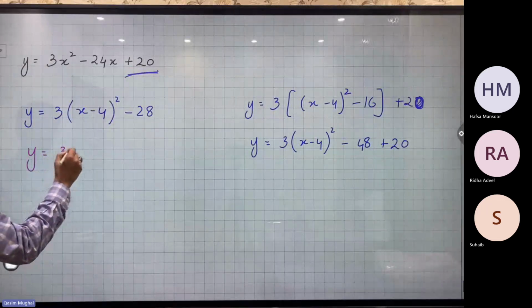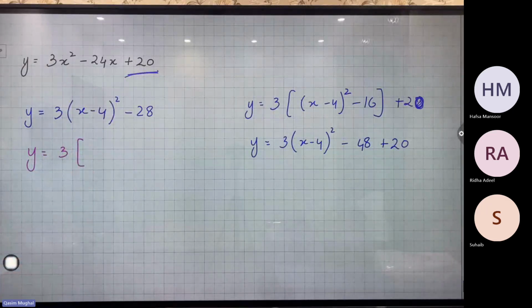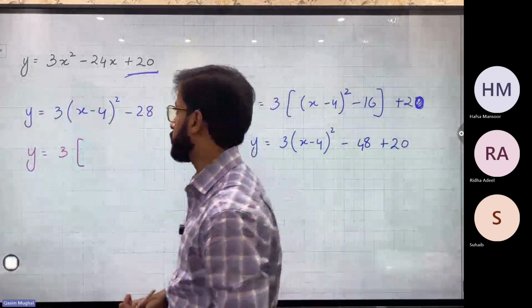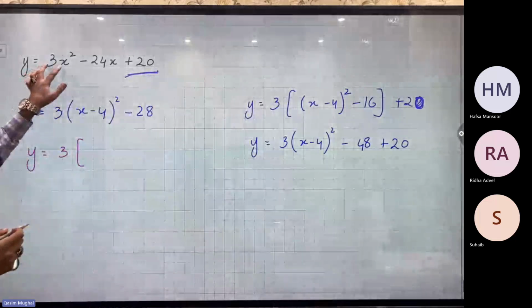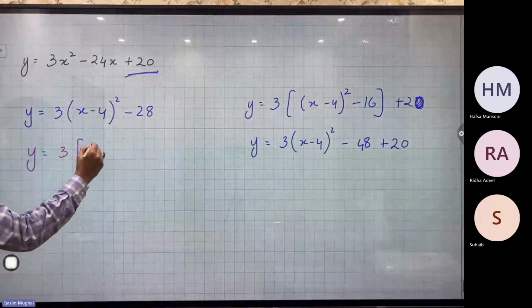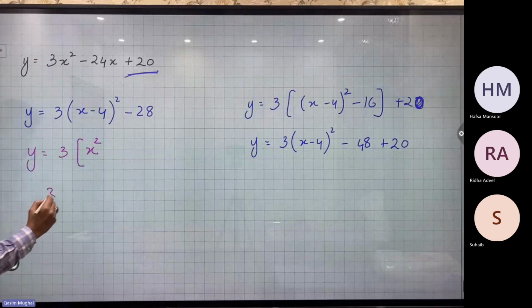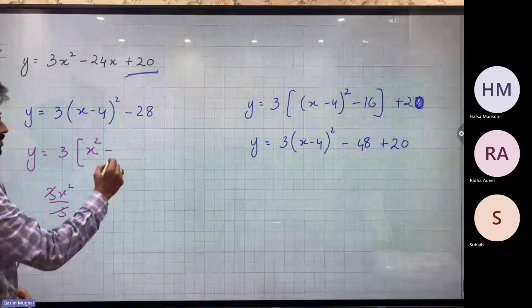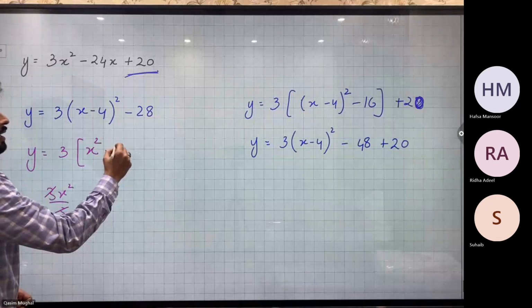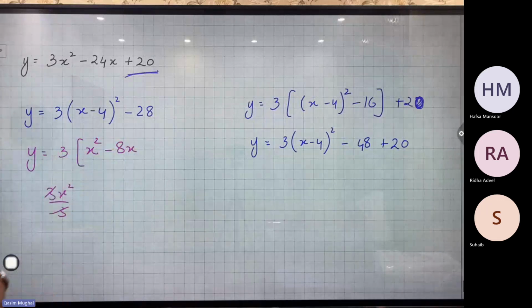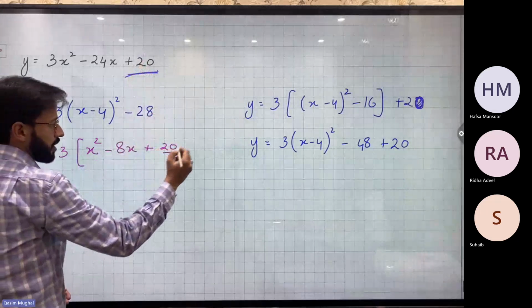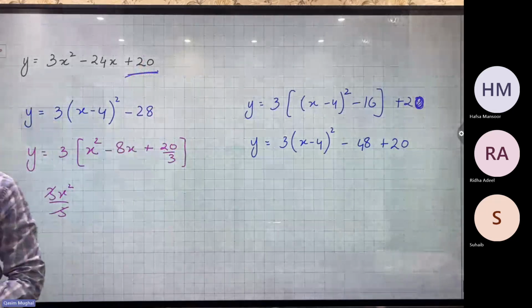But if I want to take 3 as common forcefully, what do we mean by taking a common? When we take common, we are actually dividing that thing with each term. So when I'm taking 3 as common, 3x squared over 3 leaves us with just x squared, and minus 24x over 3 leaves us with minus 8x. So we are dividing it with 3. Plus, 20 cannot be simplified, so it stays as 20 over 3.